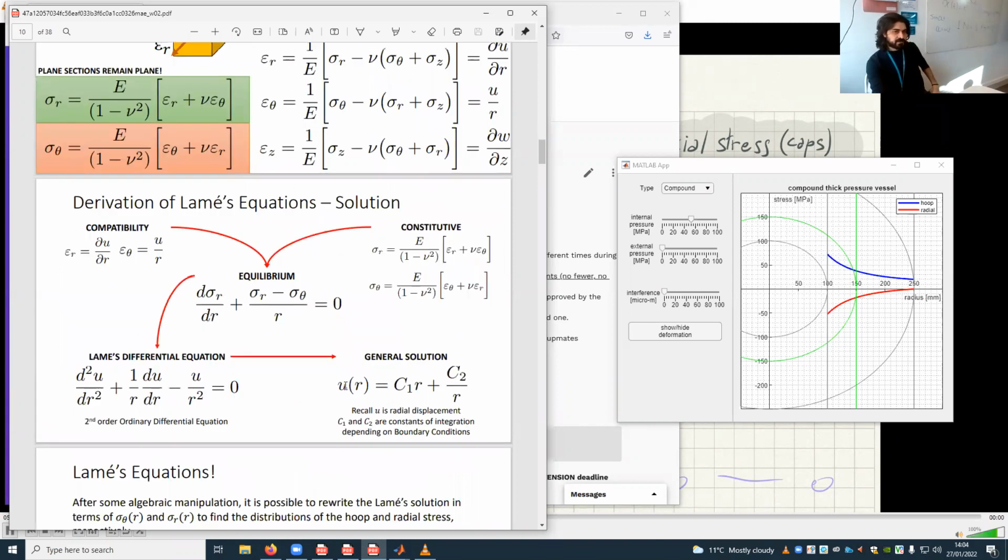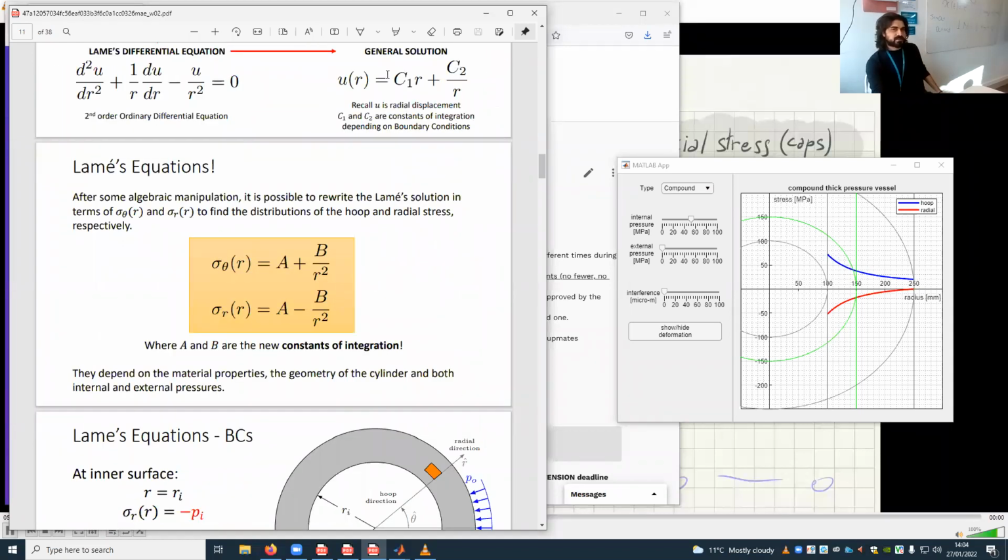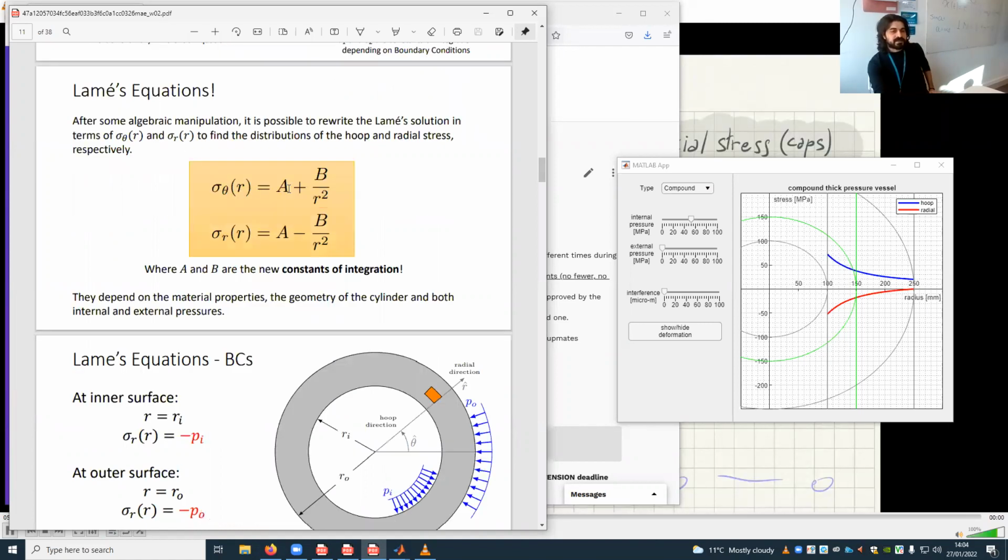If you substitute this back into here and into here, you can find the radial stress distribution and the hoop stress distribution. They look like this, where C1 and C2 get baked into A and B together with the material properties. Sigma theta is A plus B divided by R squared, and sigma R is A minus B divided by R squared. So they depend on R. This is not times R; it is sigma theta as a function of R, and sigma R as a function of R. Whatever number you put here, you should also put here.